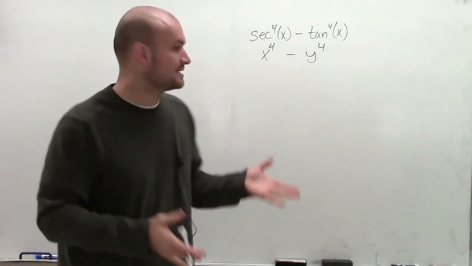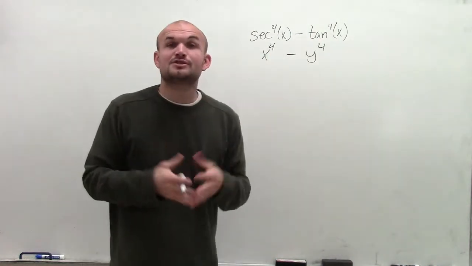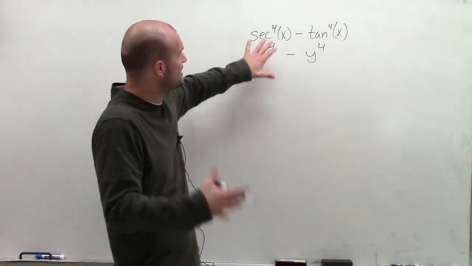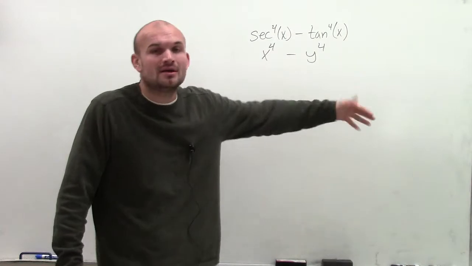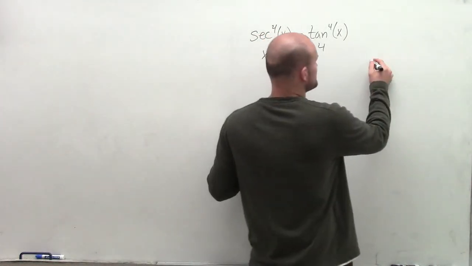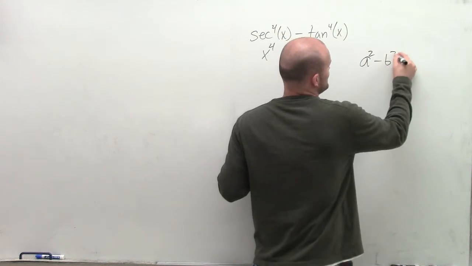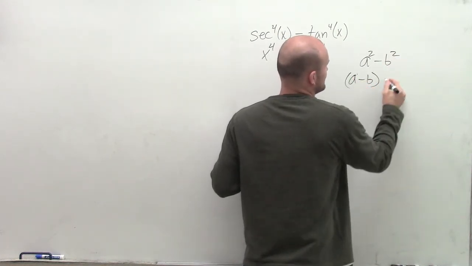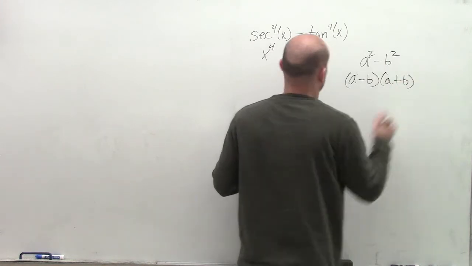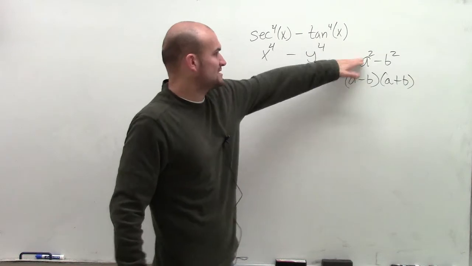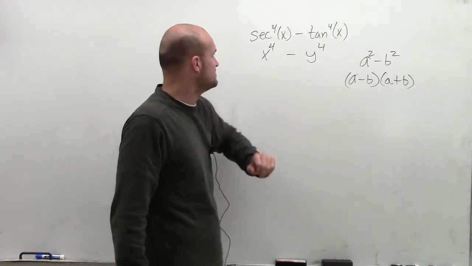And what I notice is my powers are both square numbers, and that's really important because when I look at a square number minus another square number, I can always apply the difference of two squares. So the difference of two squares, remember, says a squared minus b squared can be refactored as a minus b times a plus b. So if I'm going to look at this, what we need to do is determine our a. I said these are square numbers, so what is going to be my a?